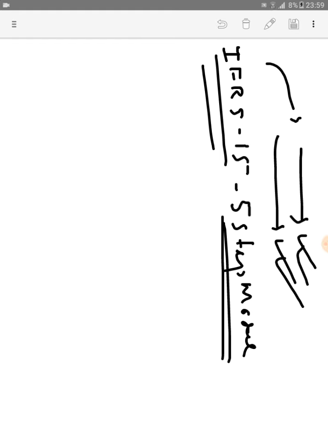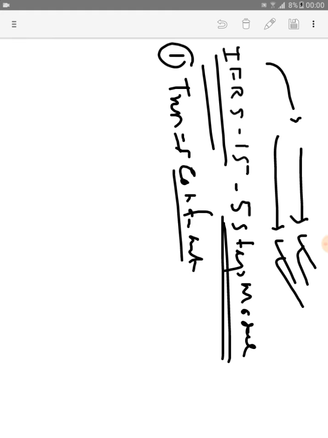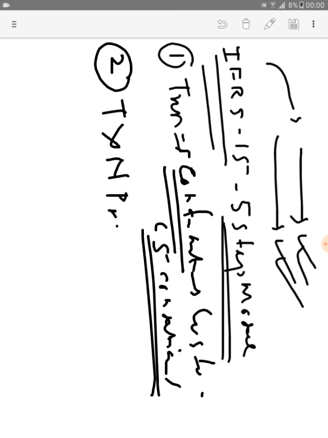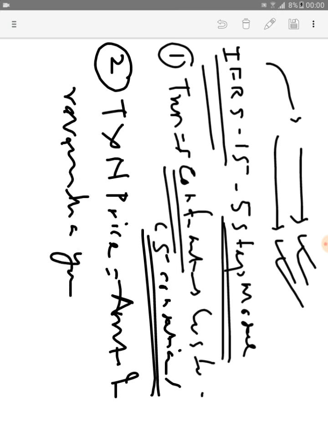But when you go to IFRS 15, it has a 5-step model. First, you need to recognize whether the transaction you have entered into is a contract. It may be oral or written with your customer, and a contract has 5 conditions that the transaction needs to go through. First, you need to identify whether it's a contract with the customer. The second step is to determine the transaction price, which is the amount of revenue that you are going to book in your accounts.